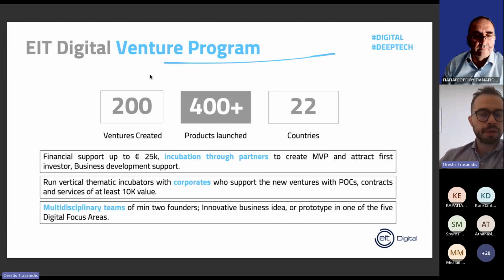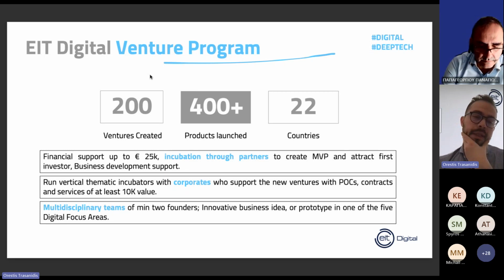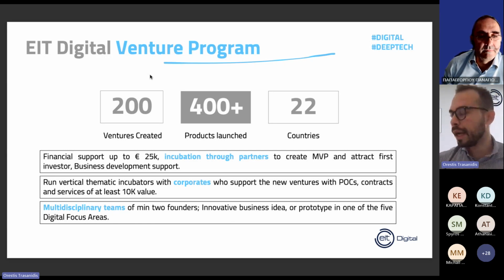There are some steps in order to have full access to this 25K, but the standard minimum is 15K in order to launch your activity, to start working with us. What we will get is a small equity, but we are a passive investor, so our shares will be diluted. We'll just do this in order to refuel this engine.